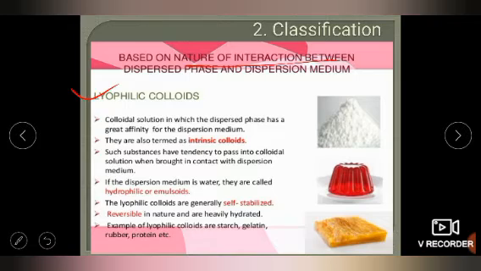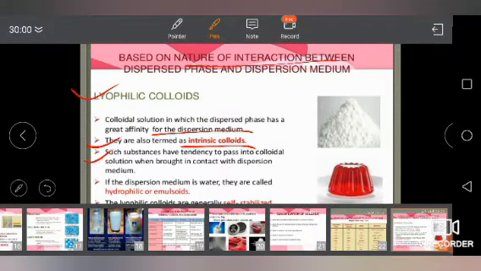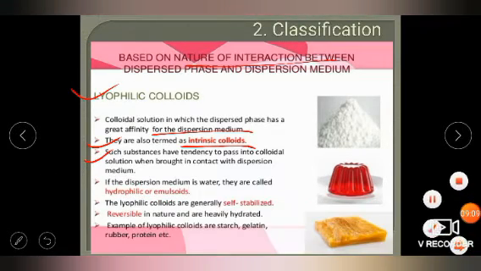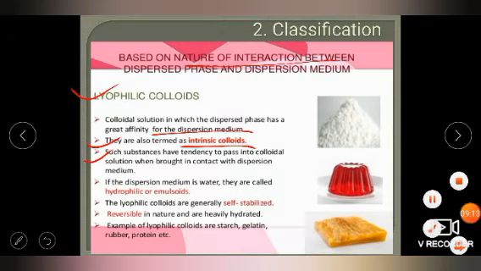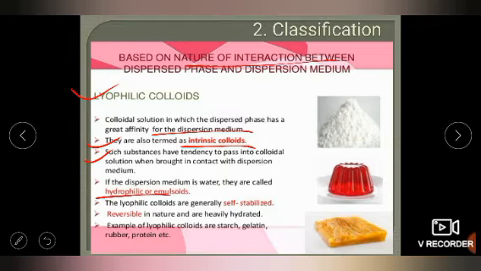So a colloid solution in which the dispersed phase has a great affinity for the dispersion medium. Great affinity means it bonds with it very strongly. They are also termed intrinsic colloids because they form bonds from inside. Intrinsic means inside. Such substances have a tendency to pass into the colloid solution when brought in contact with the dispersion medium. If the dispersion medium is water, they are called hydrophilic or emulsoid. These terms you need to be clear on for hydrophilic.